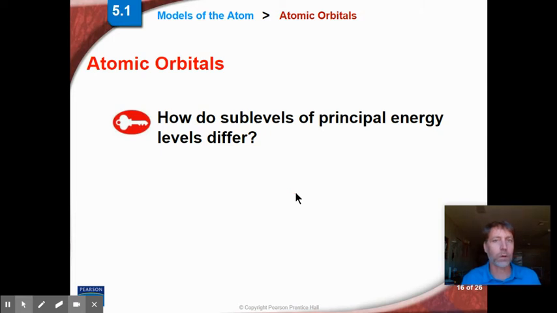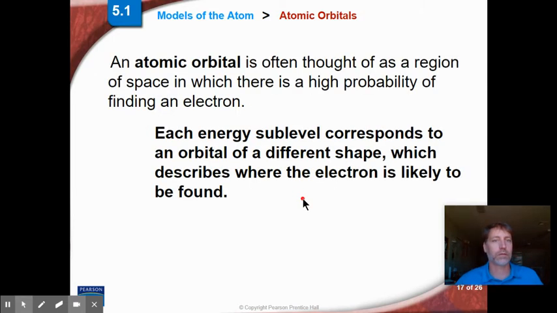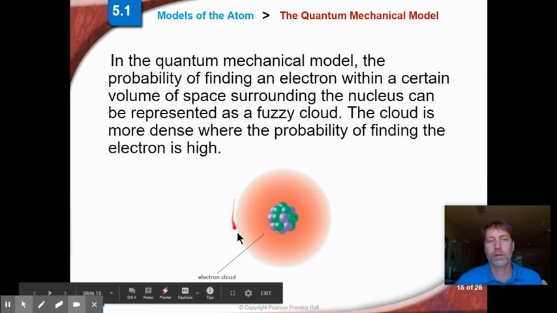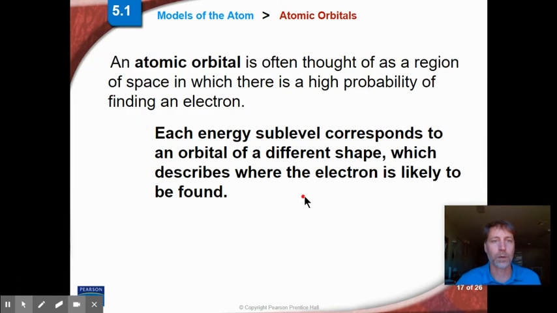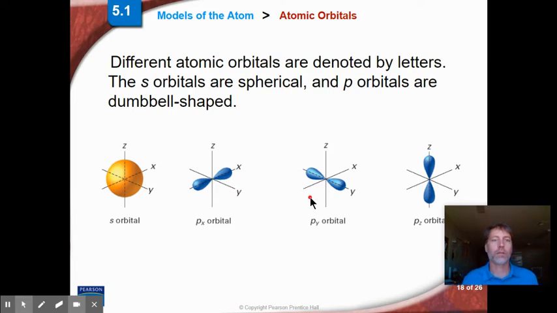And so how do suborbitals and principal energy levels differ? We're going to talk about the atomic orbital. The atomic orbital is often thought of as a region of space with a high probability of finding electrons. So this cloud is called an atomic orbital. Each orbital has a sub-energy level that corresponds to an orbital of a different shape, which describes where the electron could be. So rather than being in a sphere, there are several types of orbitals, or suborbitals.